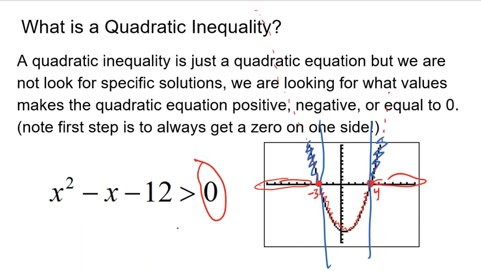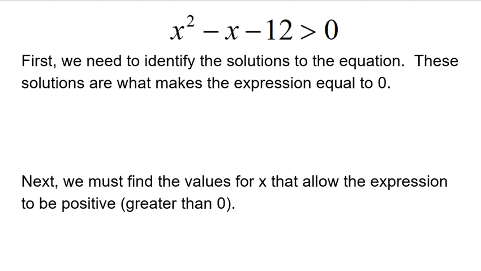So here is a quadratic, x squared minus x minus 12, greater than 0. Basically we're saying, I don't want to know what the solutions are, but you do need those, which we'll talk about in a second. I definitely want to look at where that expression, x squared minus x minus 12, produces values that are positive, greater than 0. Okay, so first we need to identify the solutions. Even though we're not looking for the solutions specifically, they do help break down the graph.